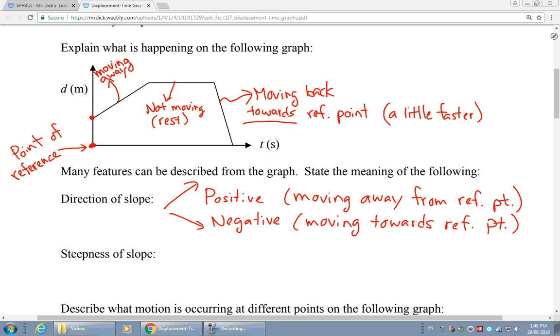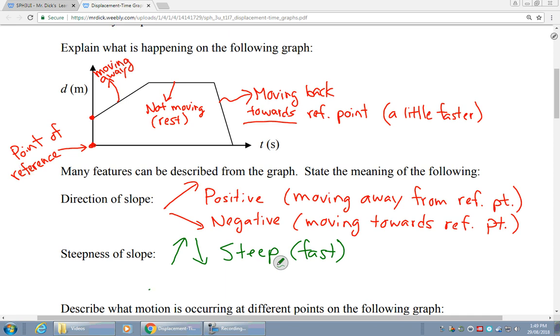But I just talked a little bit about the steepness as well. So positive and negative slope doesn't tell us everything about what's going on. We can also look at how steep the slope is. For example, we could have very steep slopes up or steep slopes coming down. And whether they're steep slopes going up or going down, that steepness just means that you're moving very fast.